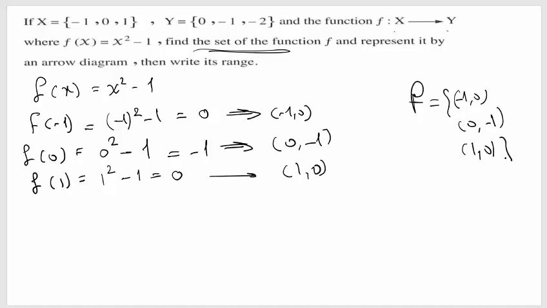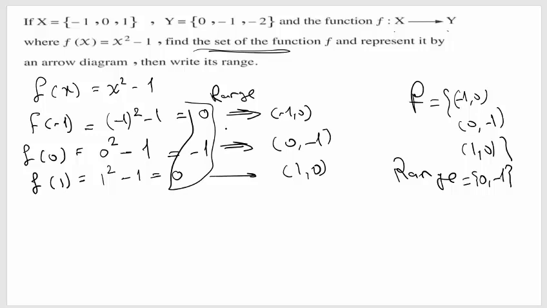If you are asking me to find its range, the range is the set of outputs. These numbers are the range. So it will be {0, -1}. 0 is repeated 2 times, but I can't repeat the numbers inside a set. The last part is to represent it by using the arrow diagram.